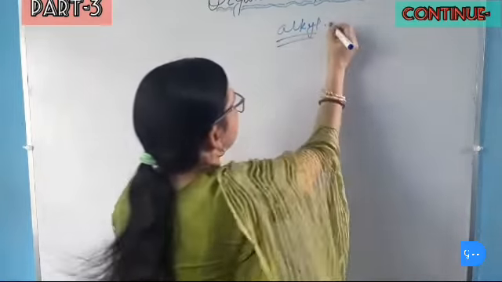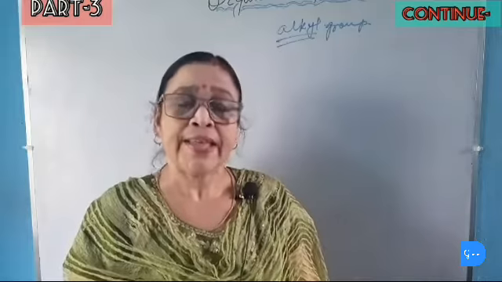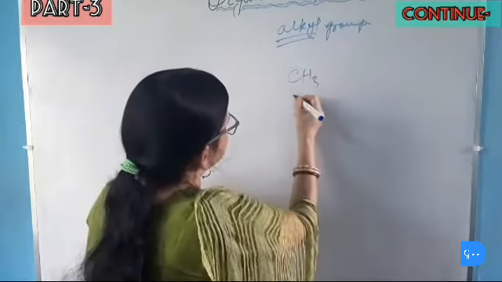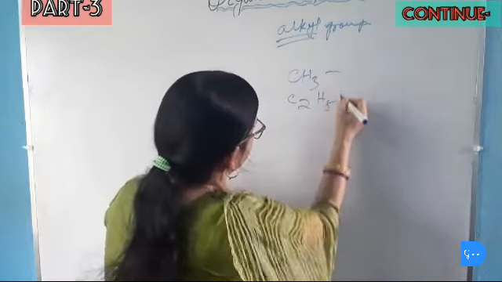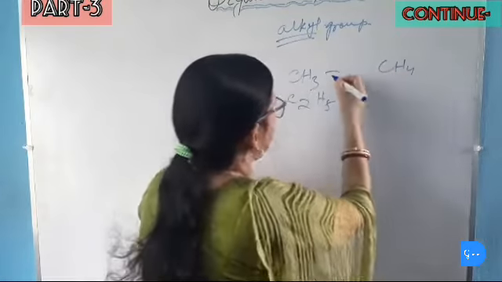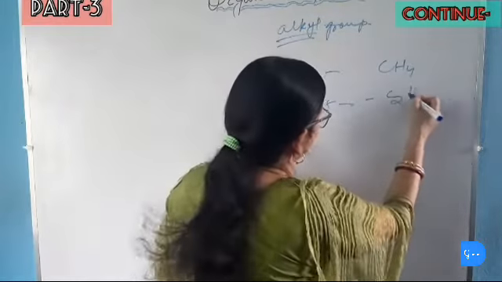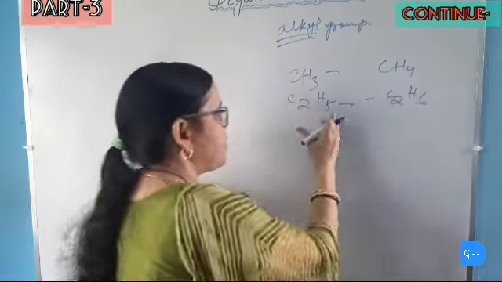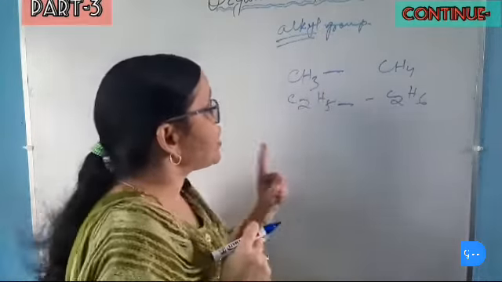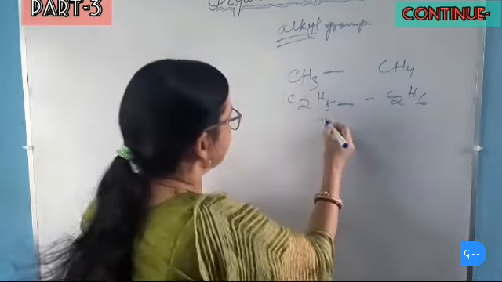What is an alkyl group? When one hydrogen atom is removed from an alkane, it is known as an alkyl group, like CH3, C2H5. The parent alkane is methane, CH4, whose one hydrogen is removed. Here also it is ethane, whose one hydrogen is removed. Now this free line denotes that there is one free electron present in the alkyl group. Alkyl groups are denoted by the letter R.